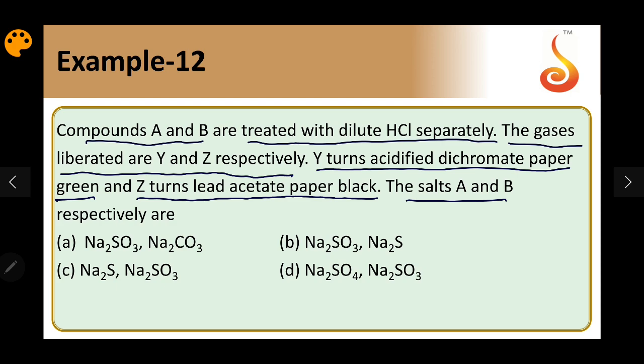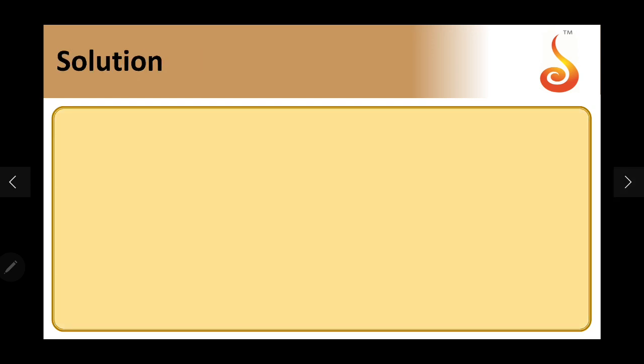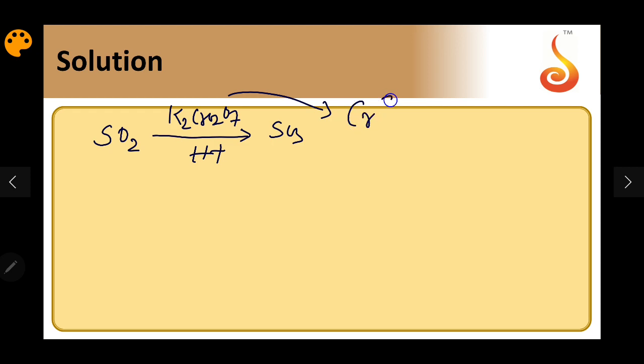This is a question based on salt analysis, or you can take it in the P block. In salt analysis, we do the first group acid radicals. The gas which can be oxidized and which turns acidified dichromate paper green is sulfur dioxide. In place of dichromate, with H+, SO2 becomes SO3 and the dichromate turns into Cr3+, which is green in color.